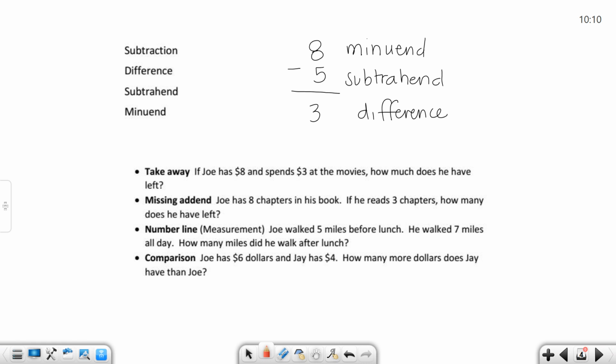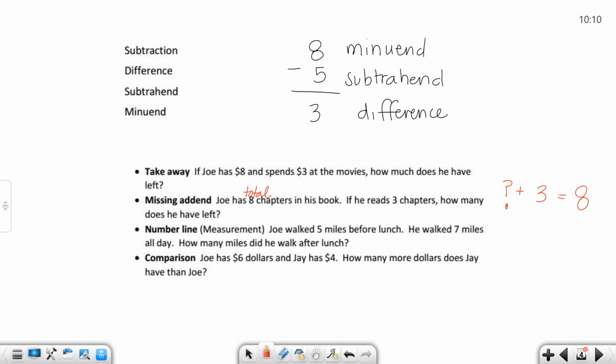Okay, missing addend. If Joe has 8 chapters in his book, but he read 3, so it gave you the total. He read 3, how many does he have left? So we can think about it this way. He read 3, how many does he have left? So that's what's called the missing addend. You're taking subtraction and reversing it in your mind to addition. What plus 3 would give me the 8 total chapters there?